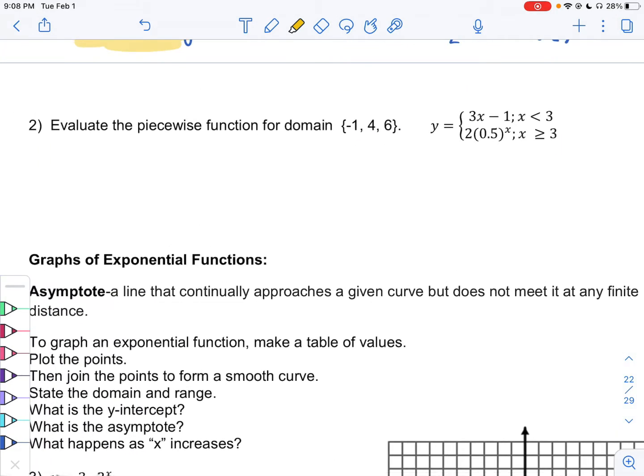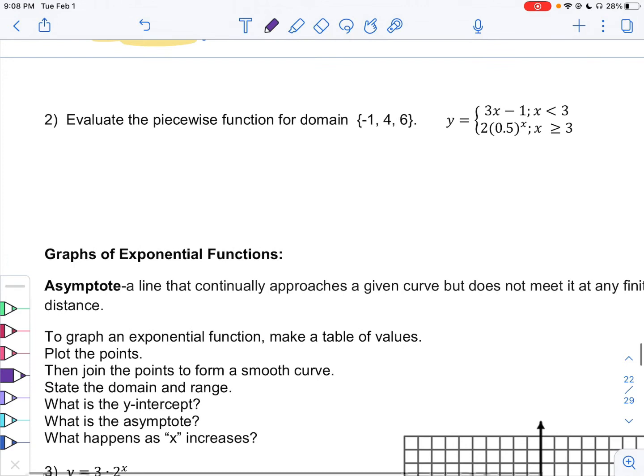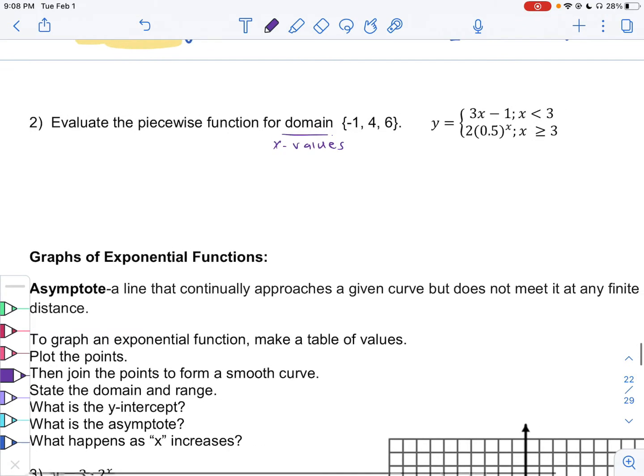Okay, so now evaluate the piecewise function for the domain. Again, x values of -1, 4, and 6. So the first thing is, again, this is a piecewise function, so remember pieces of functions.